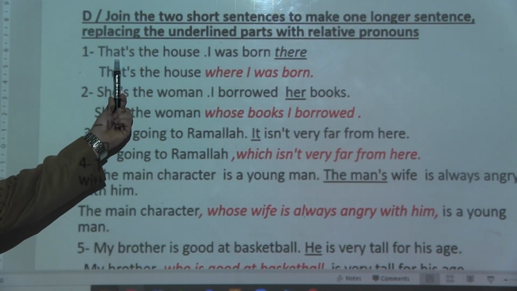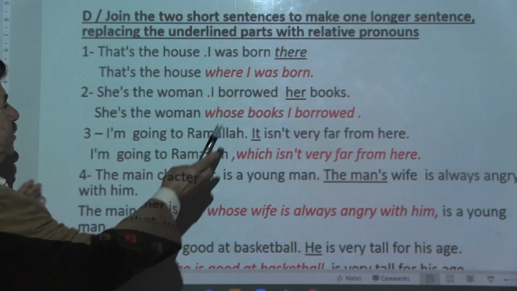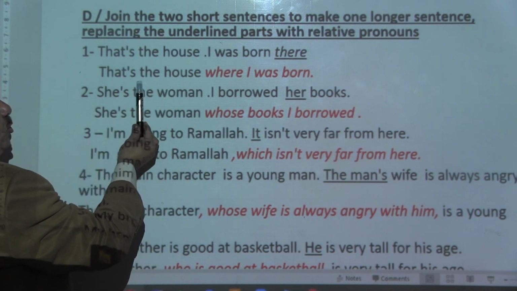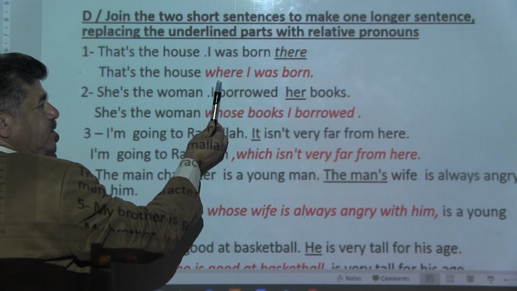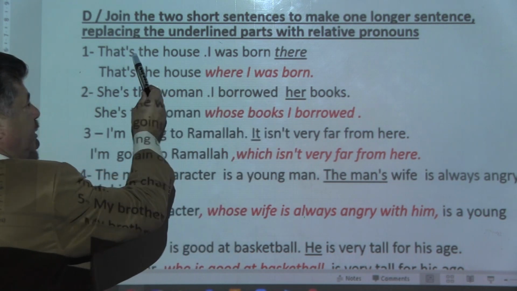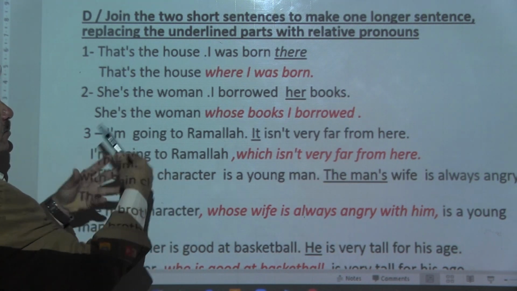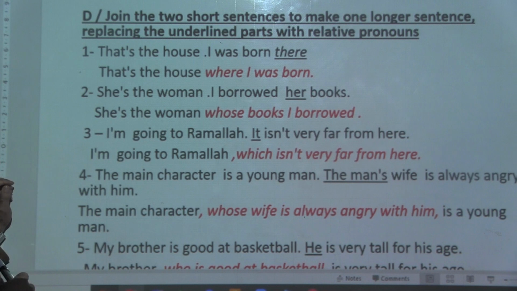The first sentence says, that is the house, I was born there. There here refers to the house. So you say, that's the house. Immediately I delete there and replace it with where, then a pronoun, where I was born. These two simple sentences, I join them together now using this relative clause to form one long sentence.